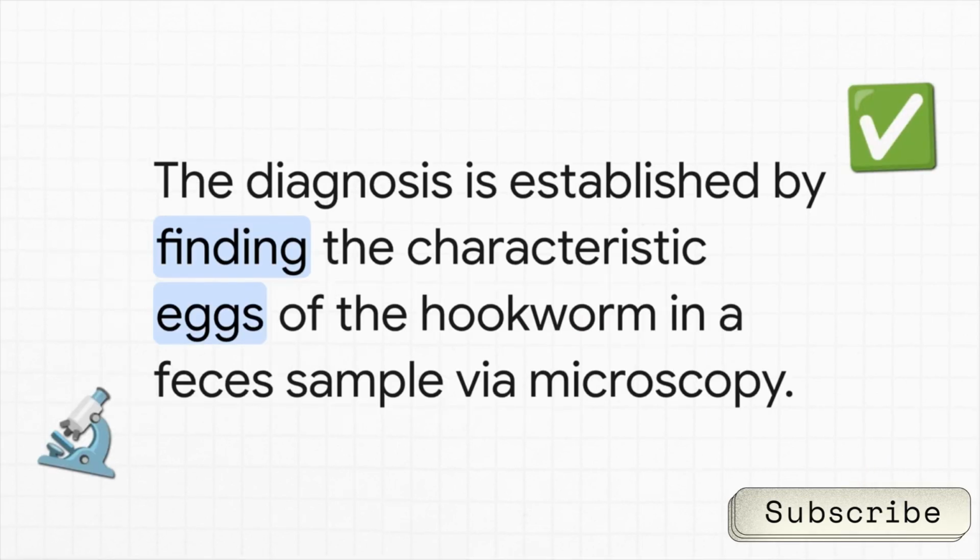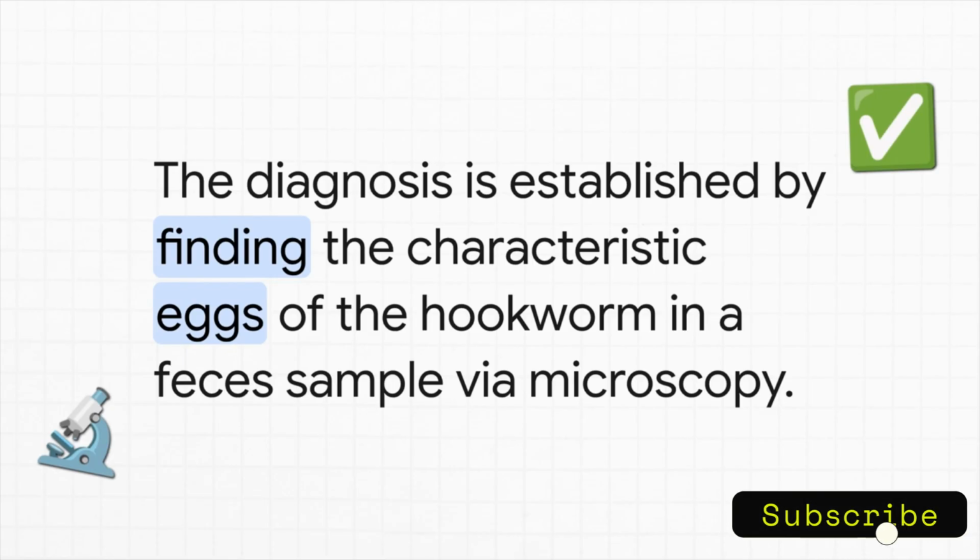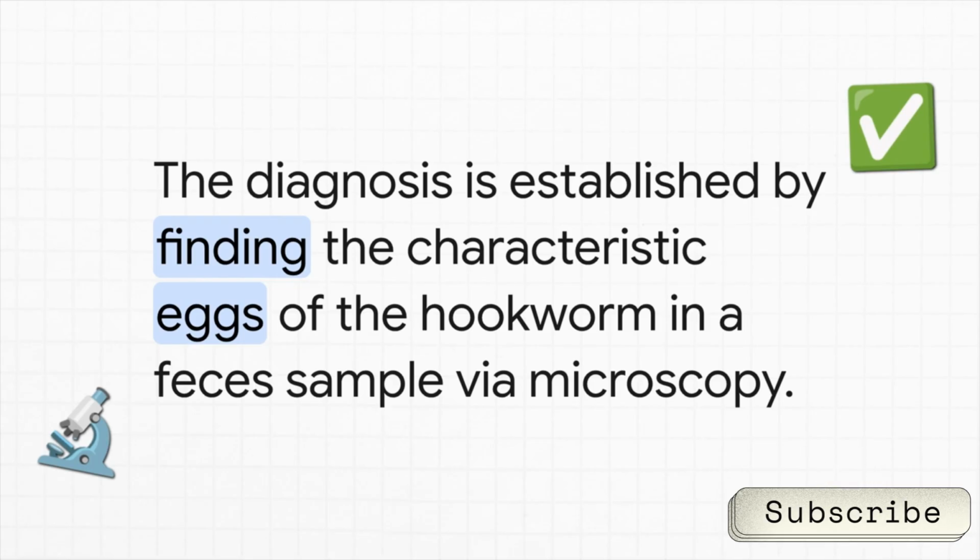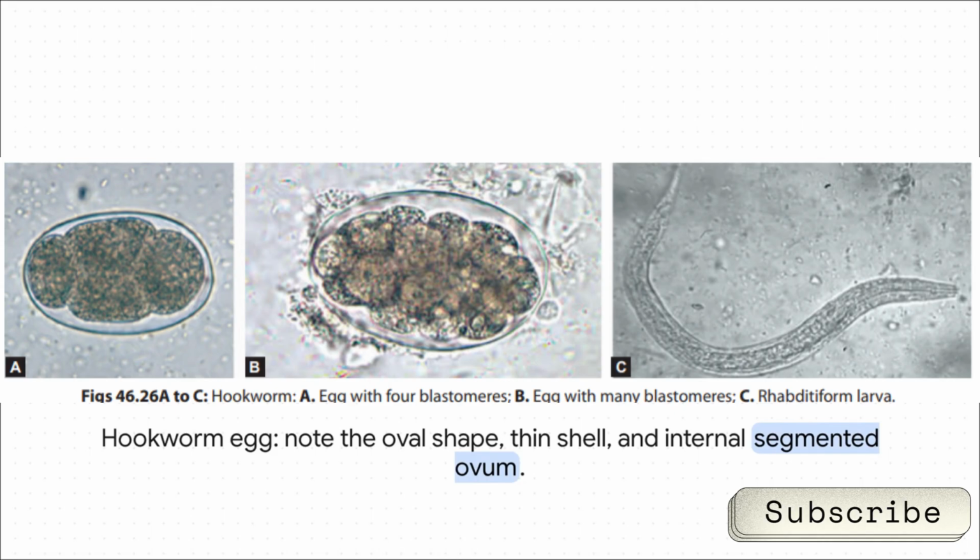And here it is. This is a classic exam question. What is the gold standard for diagnosis? It's simple, it's definitive. You demonstrate the characteristic hookworm eggs in a stool sample under a microscope. That's it. And this is exactly what you're looking for.